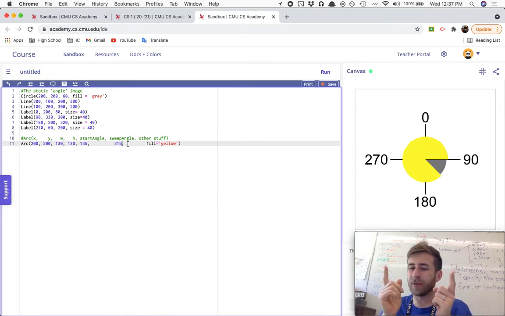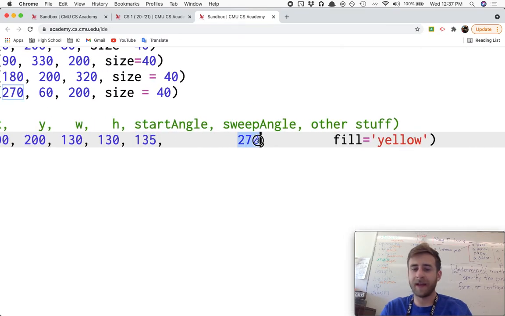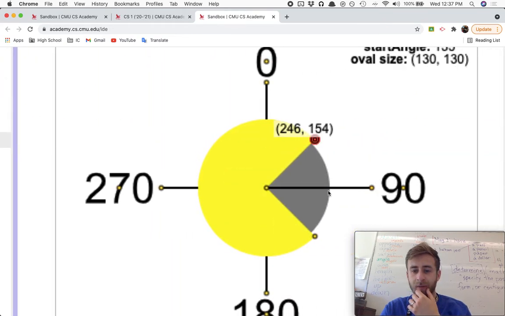It should be 90 degrees less because I want it to be a 45 and 45. So 90 degrees less than 360 would be 270. Let's try 270. Yeah, all right. So we got our Pac-Man, and we got that by starting at 135 and then going to 270. And so there we go. We got our little Pac-Man thing.